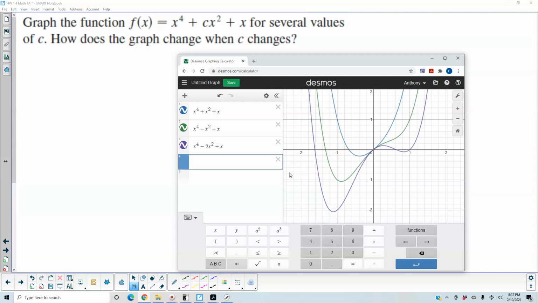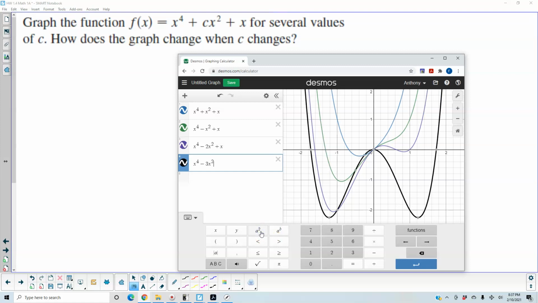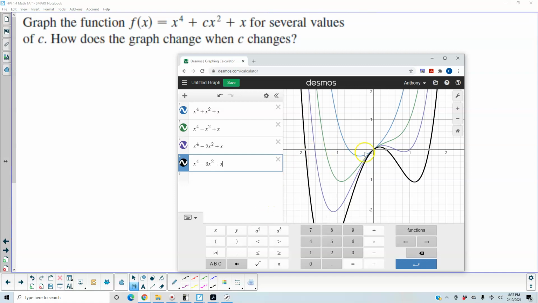Let's put in negative 3. So we have x to the fourth minus 3x squared plus x. So you see it's moving further and further away. Now let's try one more. Let's make this negative 1.5. So we have x to the fourth minus 1.5x squared plus x. So in red we can see that that's what that represents.